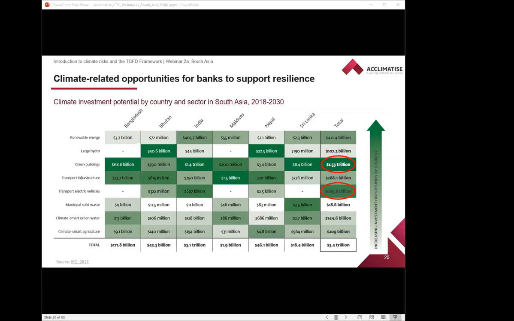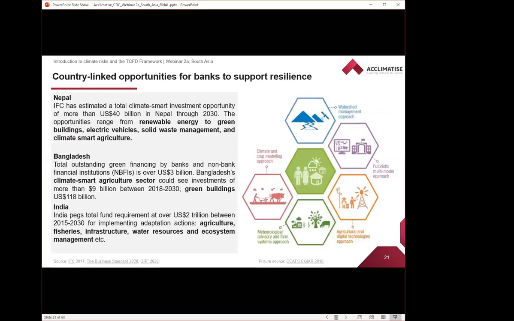opportunities. Next slide, please. And here we wanted to pull a couple examples of climate-related opportunities by country, and this pulls from the IFC study on the last slide, as well as other sources. For Nepal, we see opportunities in renewable energy, green buildings, electric vehicles, solid waste management, and climate-smart agriculture.